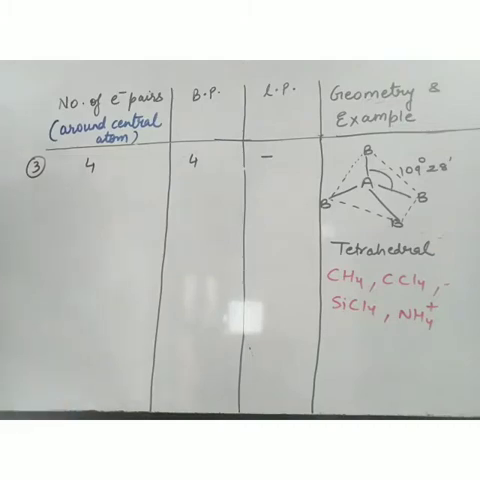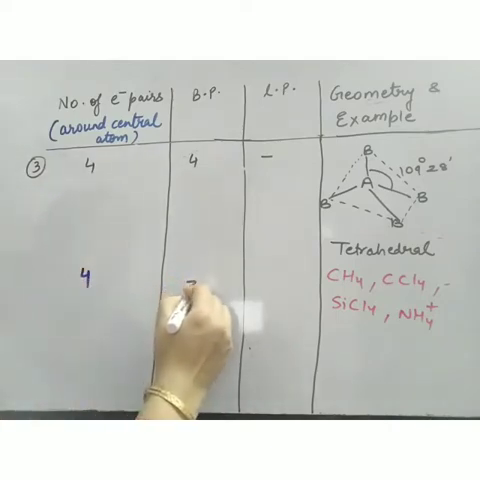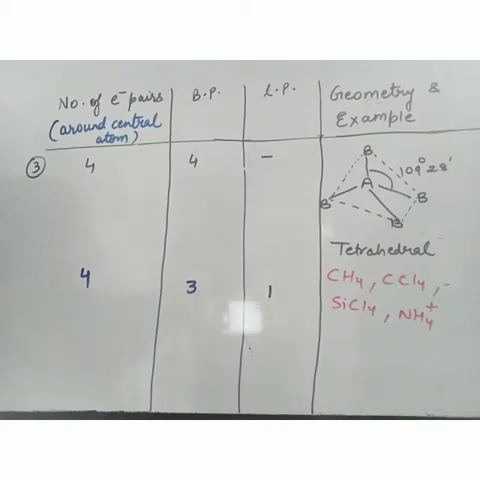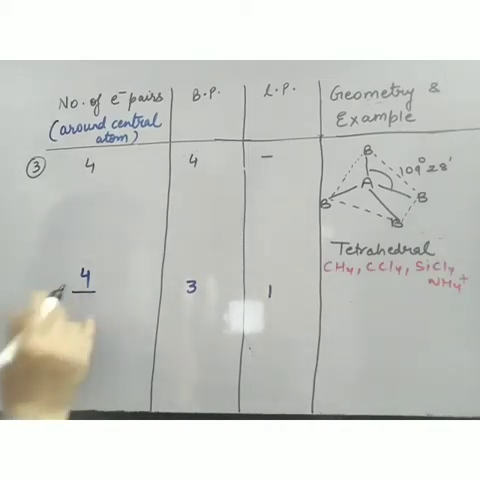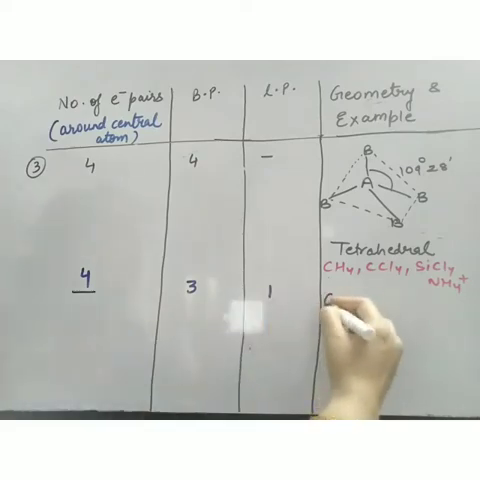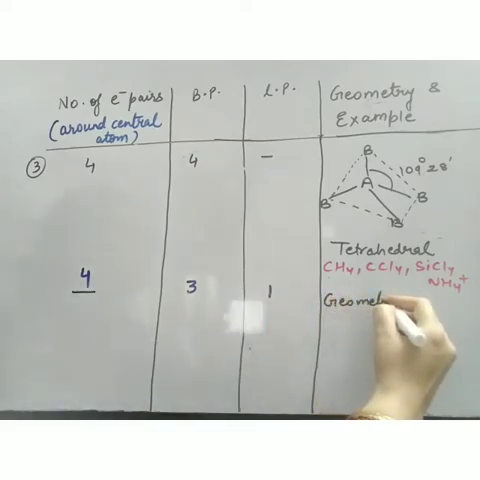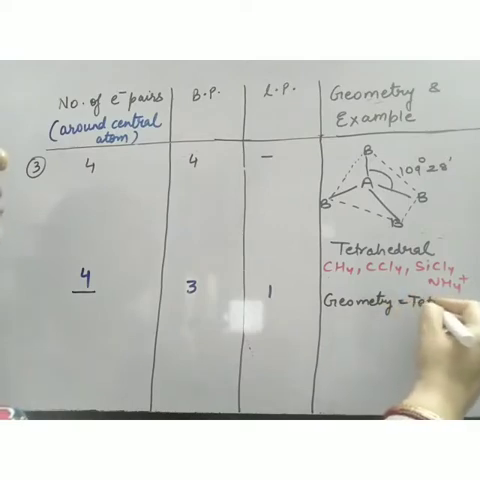Now in tetrahedral geometry we'll start with the lone pair. Till now we have not taken lone pair into account, but now with this geometry we'll start with the lone pair. So total number of electron pairs are 4. 3 are bond pairs and 1 lone pair is there. Now let's see what is the geometry and the shape. Now remember one thing, since the total number of electron pairs are 4, the geometry will be tetrahedral only. So geometry is tetrahedral.